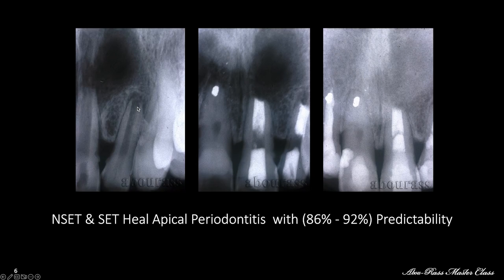With the pulp necrosis and AP, we perform non-surgical endodontic treatment and surgical endodontic treatment with predictability: 86% for surgical, 92% for non-surgical. And you can see all this pathology has now been replaced with native bone from the same patient.